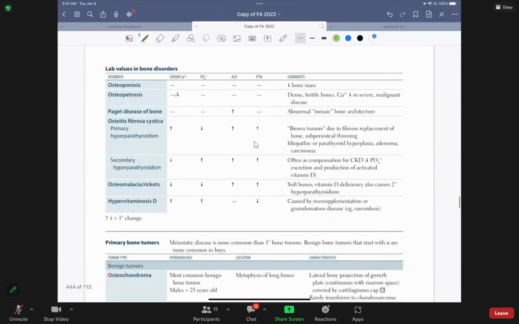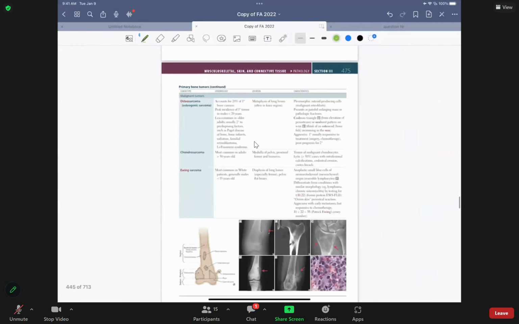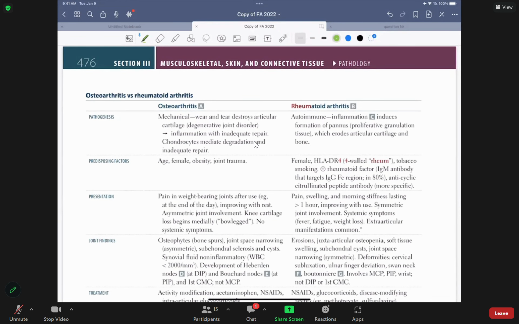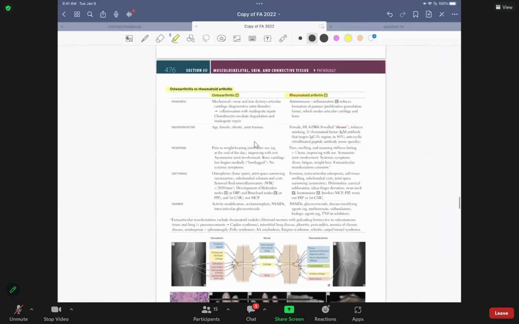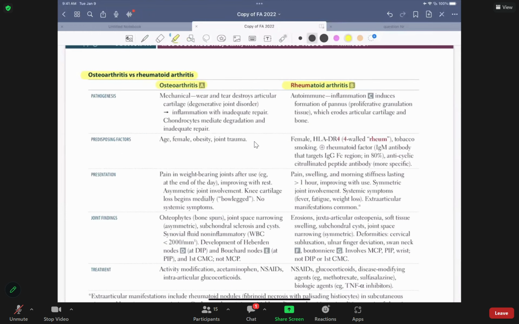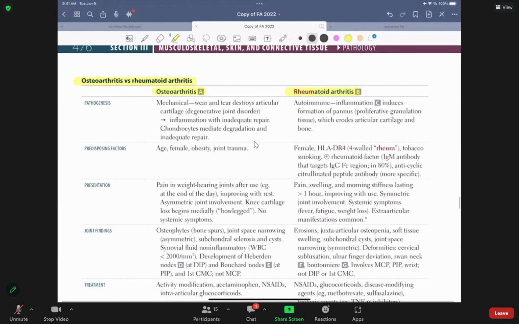Okay. Let's continue with the diseases. Next one is the most important of rheumatology. How do we learn osteoarthritis and rheumatoid arthritis? We're going to have a massive number of questions in this, folks. When I see this picture, it looks like inflammatory bowel disease, isn't it, folks? Like how we had the chart for Crohn's and ulcerative colitis, right? Same thing. We're going to learn osteoarthritis and rheumatoid arthritis. We have to know it in and out. Let's take a look here.